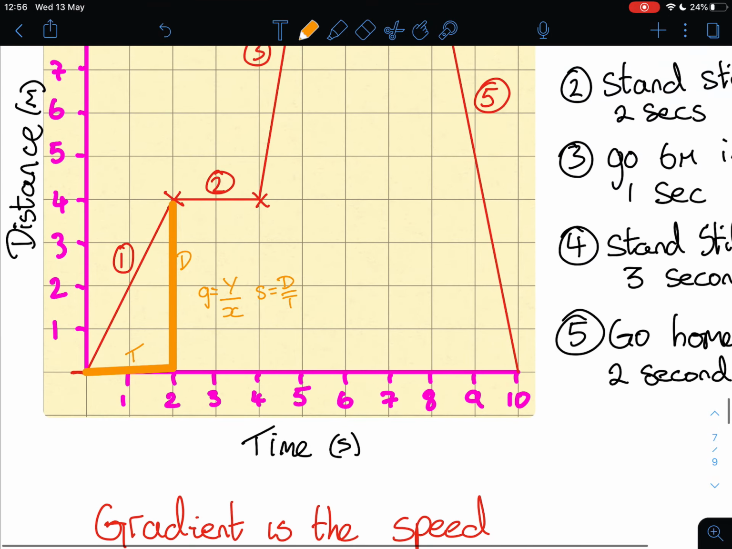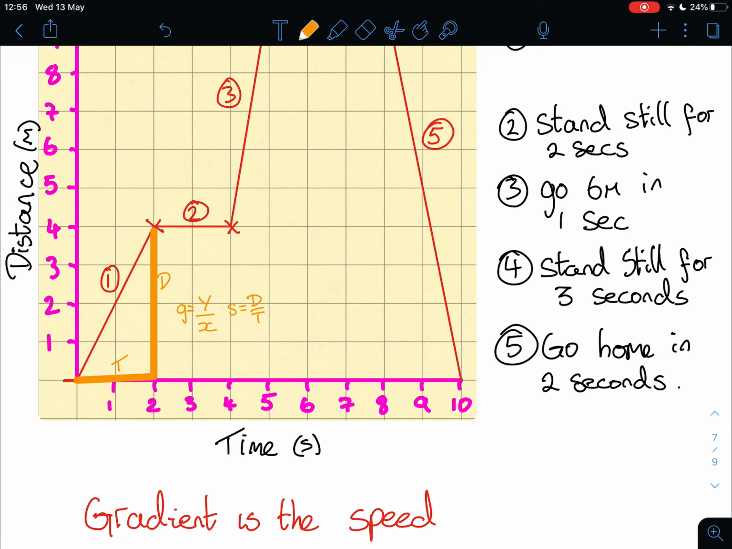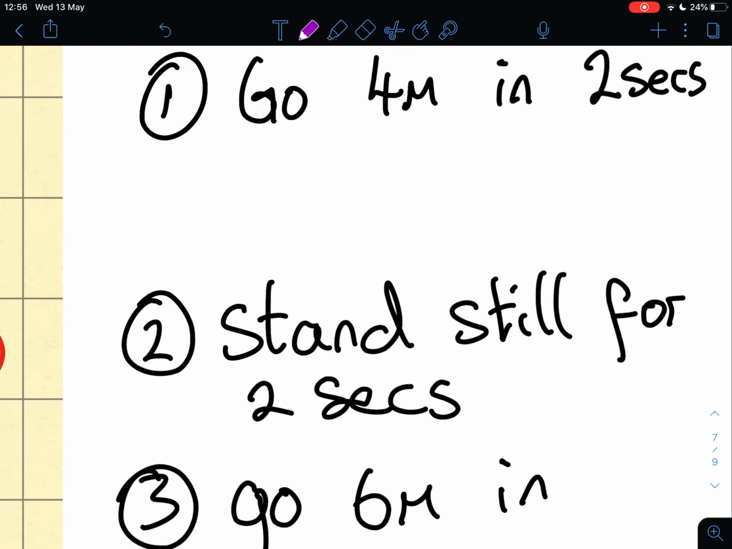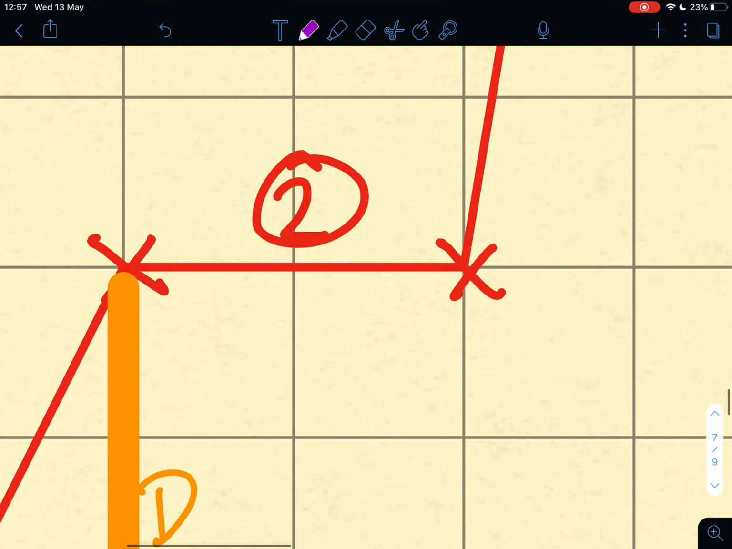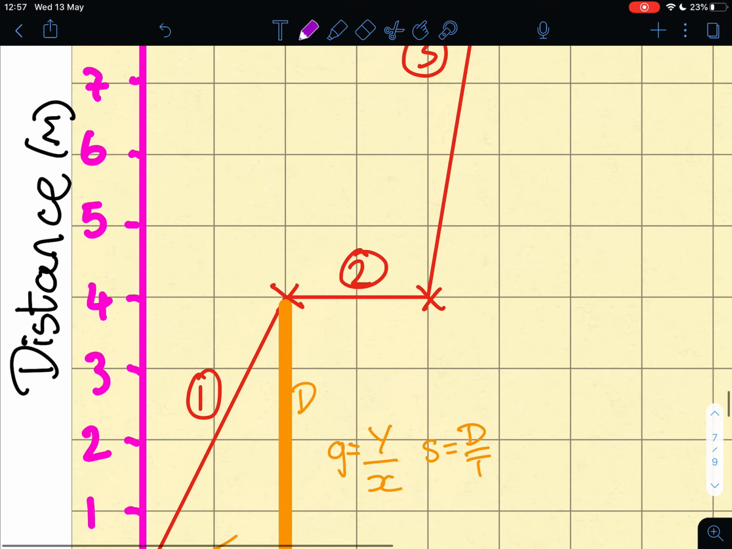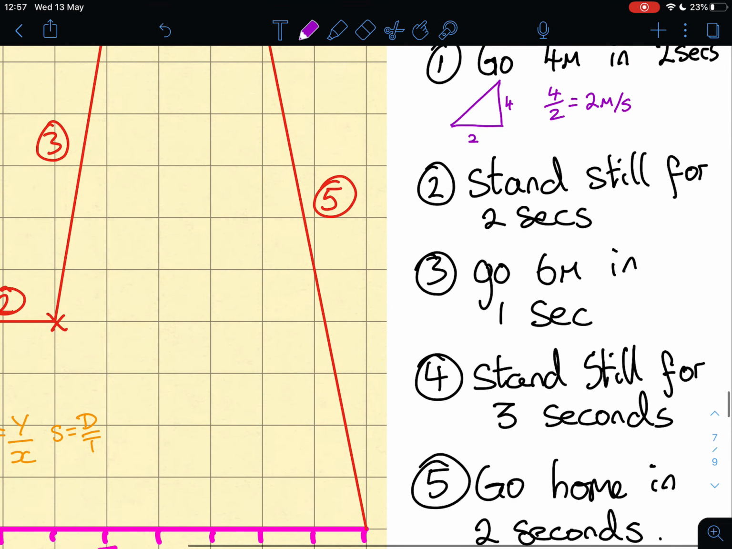And so we can work out for each point, 1, 2, 3, 4, 5, the speed that we're going. So let's take the first one. We go 4 meters in 2 seconds. So we have a change of 2 seconds and 4. So the gradient is 4 over 2 meters per second. Next, part 2. There is no gradient. It's flat. There is no y. So it's 0 divided by 2. So in this case, the speed is 0.